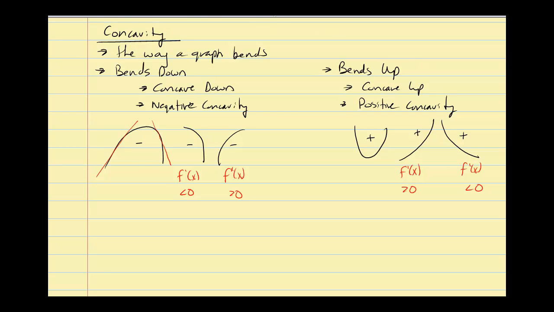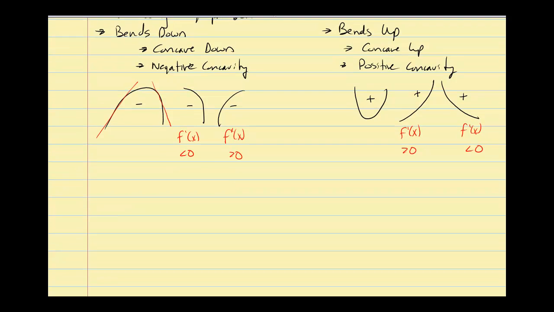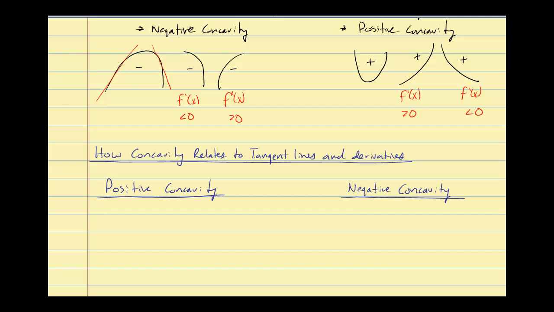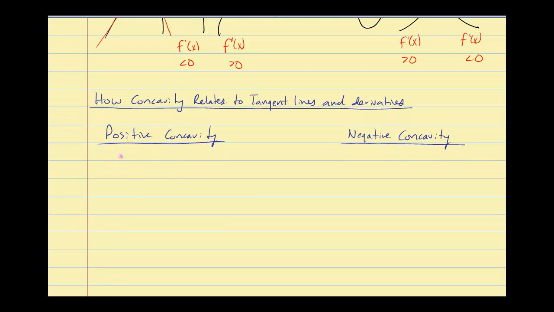So I can't necessarily just use something like the slope charts like I did before. I can't find just critical numbers and test those to figure out what's going on. So what we want to do is try and figure out how concavity relates to tangent lines and derivatives. In the case of positive concavity, and again the nice parabola shows this pretty clearly, the slopes of my tangent lines go from negative to positive.